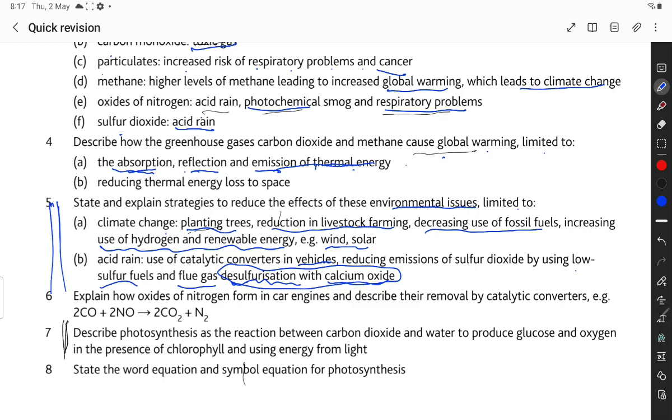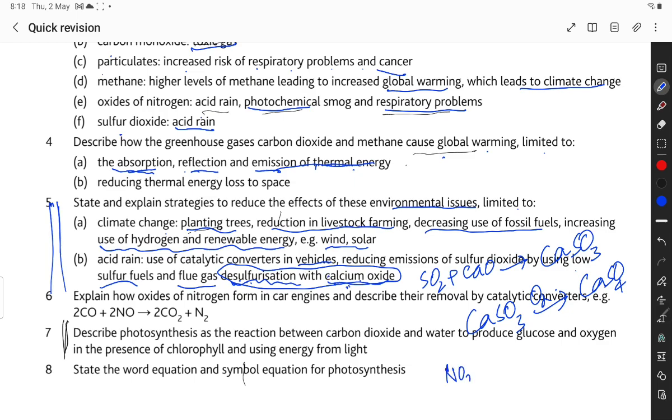In the catalytic converter and desulfurization, calcium oxide can be used, and calcium carbonate as well, but he asked you for calcium oxide, so use calcium oxide. Sulfur dioxide plus calcium oxide forms calcium sulfite, which is further oxidized to form calcium sulfate. So this is desulfurization of sulfur dioxide with calcium oxide.